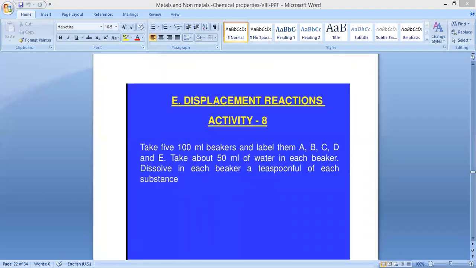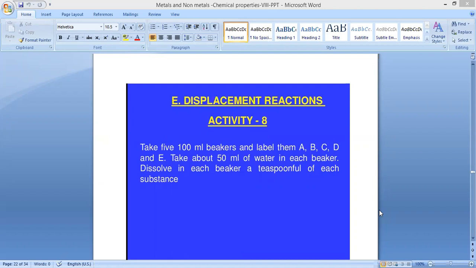Good morning, students. In the last session, I explained the chemical properties of metals and nonmetals. In this session, I'm going to teach about displacement reactions and the uses of metals and nonmetals. So this is the last topic of this chapter: displacement reactions and the uses of metals and nonmetals.